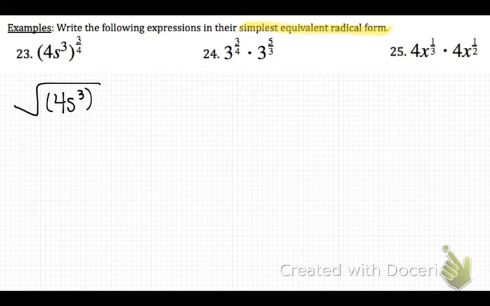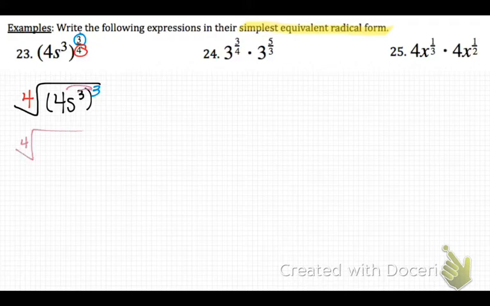Okay, what is my root going to be on this question? 4. And what is my power? 3. Are we all following along so far? Yes. Okay, so this is my power, and this is my root. Now, what do you think I need to do next? Distribute? Yeah, we're going to use our power rule, so I'm going to distribute this through.